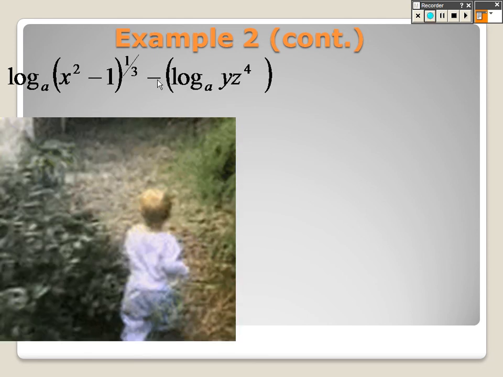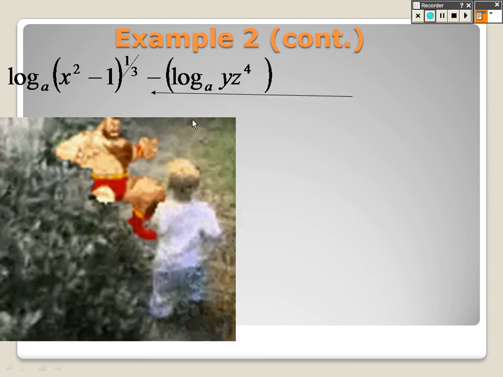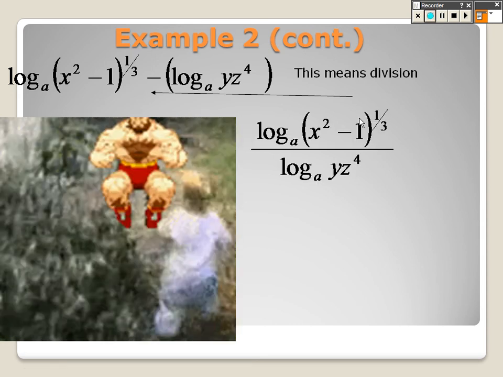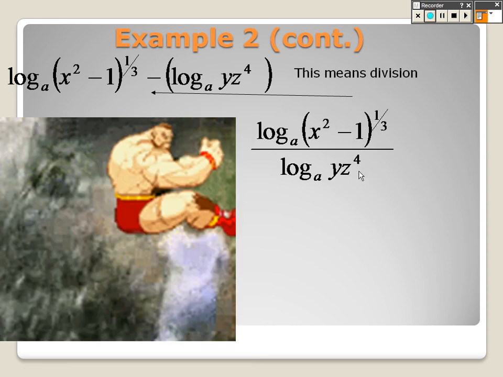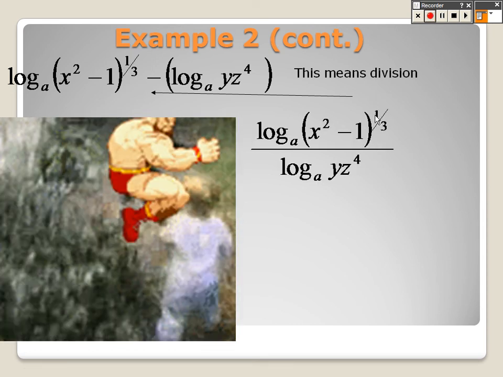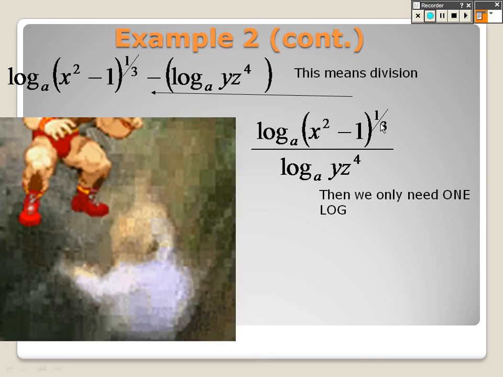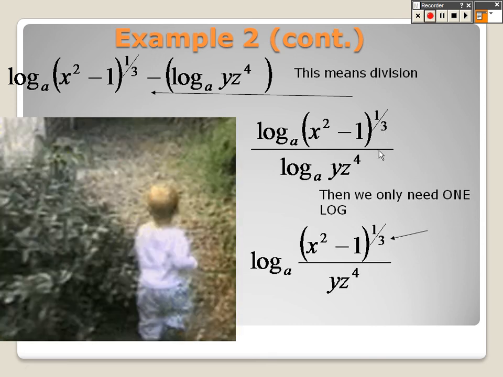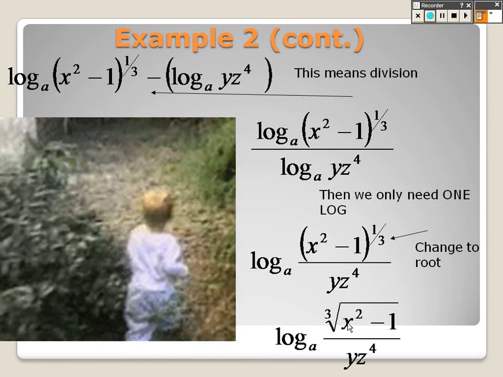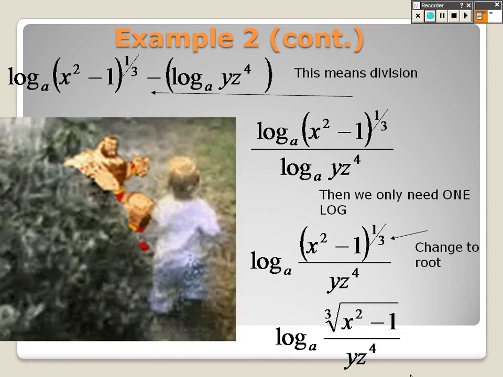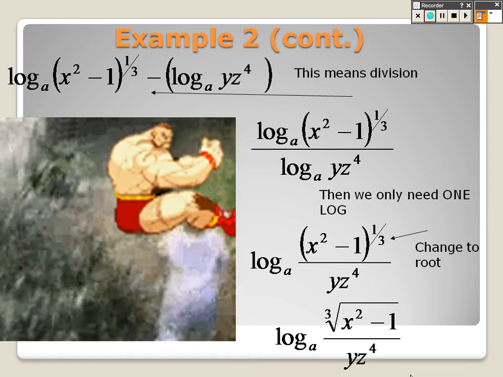So now that subtraction sign turns into division. So with one log on the outside, I have all that on top divided by all of that. And that 1/3 I can rewrite as the cube root. So your final answer is the cube root of x squared minus 1 over y z to the fourth. So there's all that smushed together.